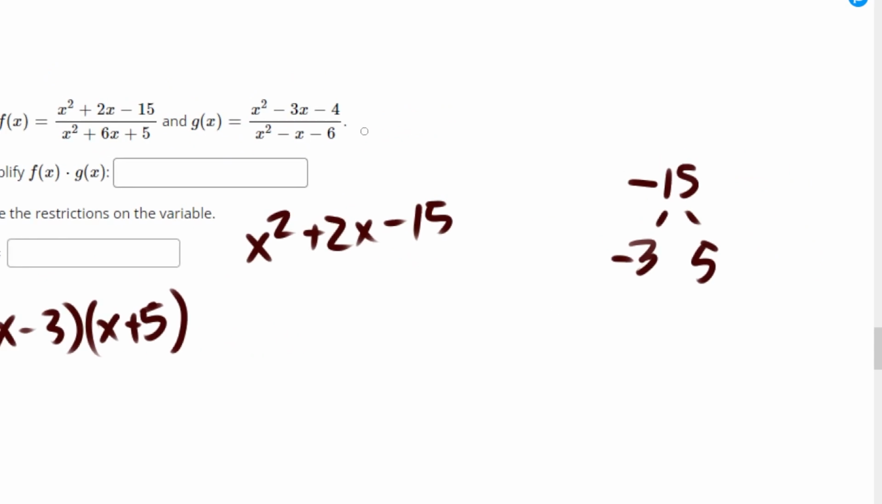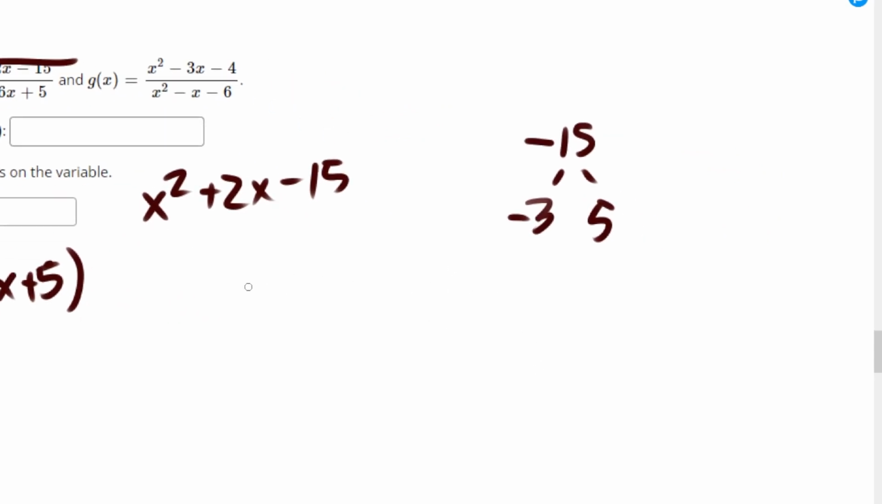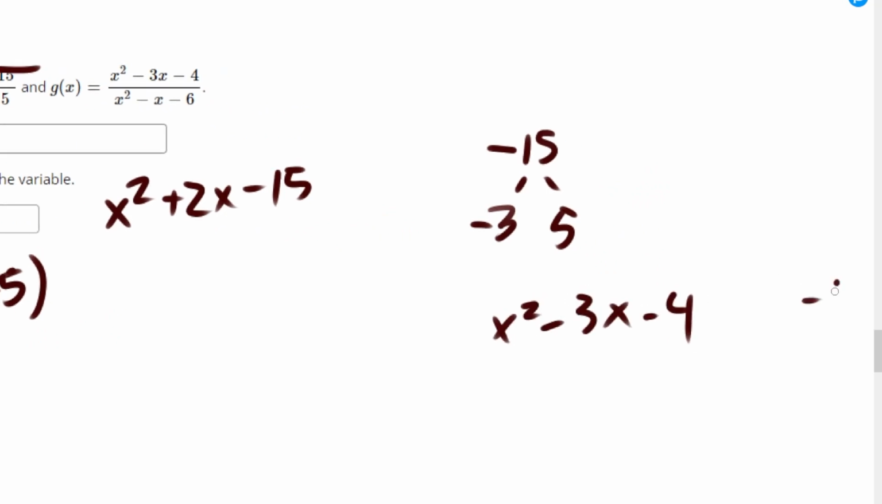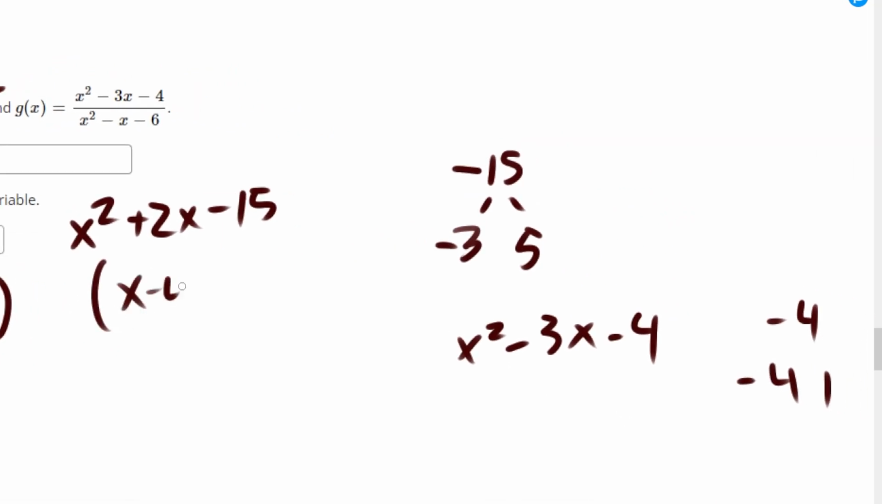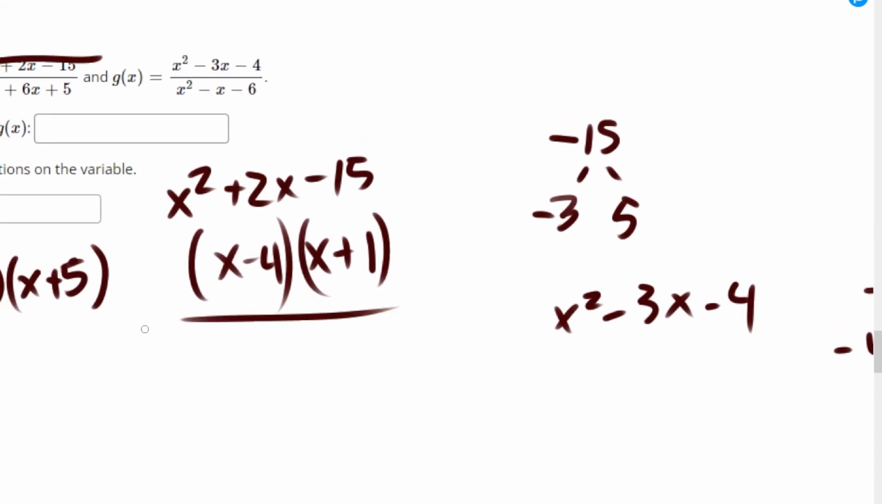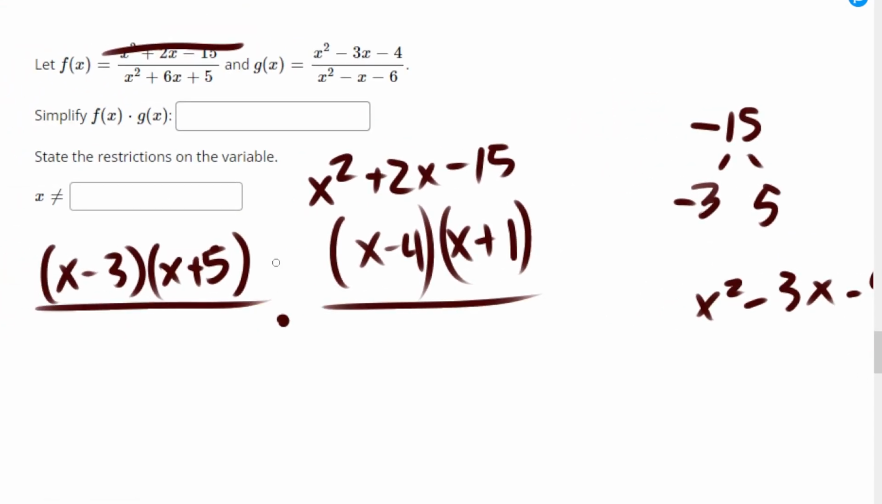And then let's look at this one now. We've gotten that one taken care of. We have x squared minus 3x minus 4, negative 4, 4 and 1, negative 4. Our new top for this is going to be x minus 4 and x plus 1. If you are confused by what I'm doing, I recommend you go back to look at the factoring videos. I know I keep saying that. It's very important that you know. So we got that one taken care of.